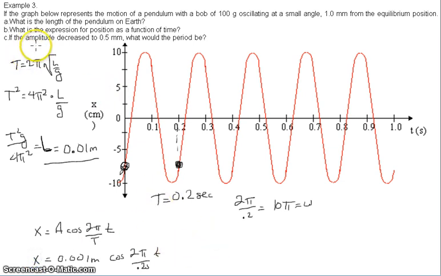And if the amplitude decreased to 0.5 millimeters, what would the period be? Well, we know that for a pendulum, the period is only dependent on the length. Therefore, decreasing the amplitude would not have a significant effect on this.